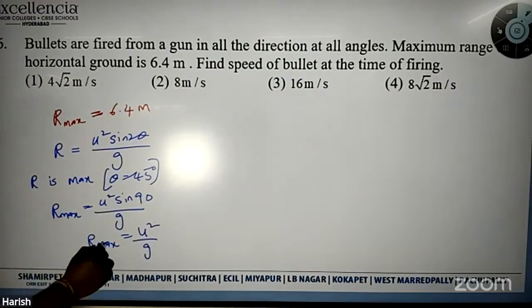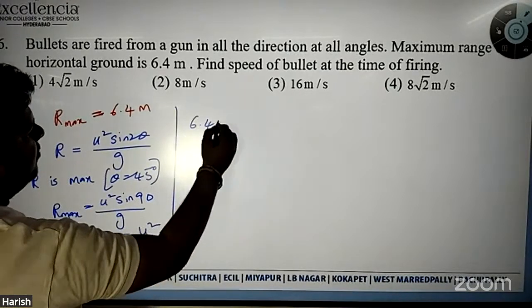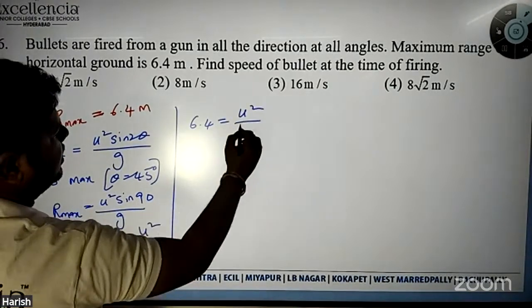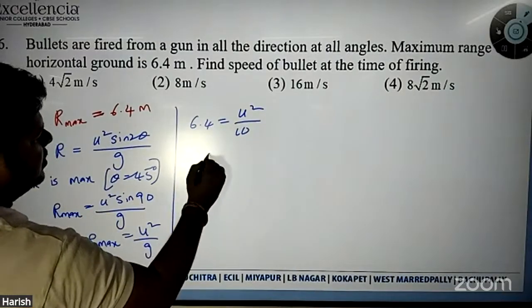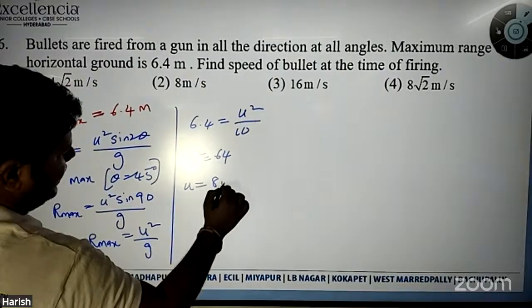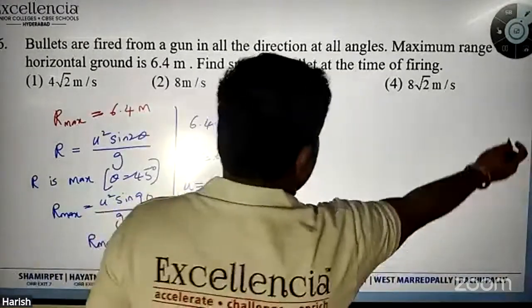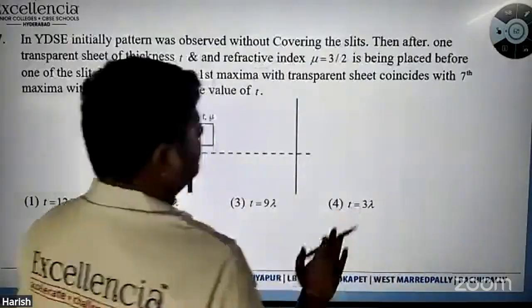They have given the maximum range as 6.4. So 6.4 equals u square by g, let us say g value 10. So u square is 64, so u is 8 meters per second. So the speed of the bullet comes out to be 8 meters per second. That's formula based, so with not much time left, you can just revise all the formulas once again. Move on to the next question.